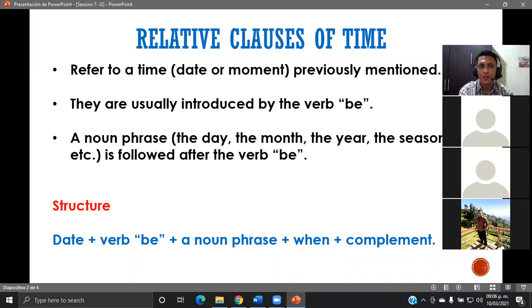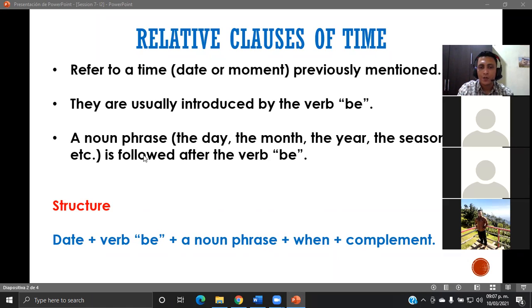And third, let's see, I will listen to Roxanne: a noun phrase. Roxanne, could you help me with the reading? A noun phrase. A noun phrase that refers to a time, the day, the month, the year, the season, etc. It's followed after the verb be. Exactly. So we have a noun phrase.